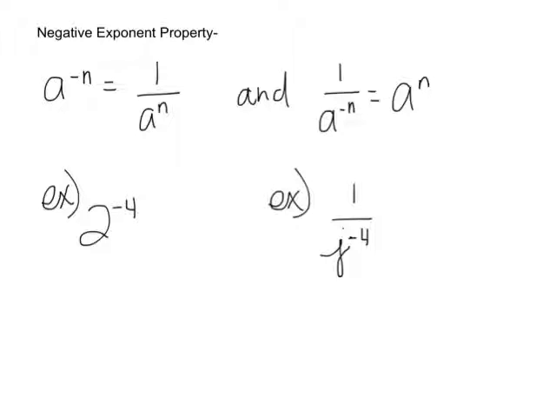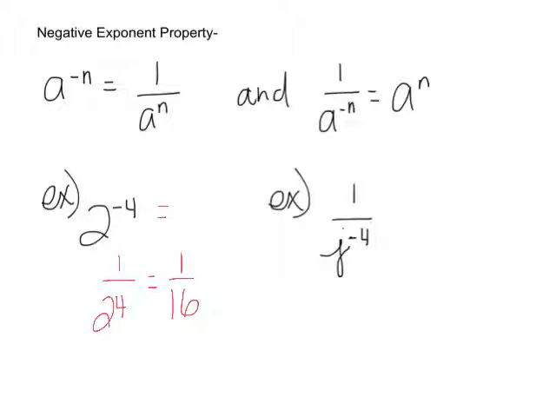The negative exponent property is, whenever I have a base taken to a negative exponent, I want to use the reciprocal, and then I still have that same exponent that's on the bottom. So we'll take a look at our first example. If it's 2 to the negative fourth, I'm going to have 1 over 2 to the fourth, and then 2 to the fourth becomes 16. So my answer is 1/16.